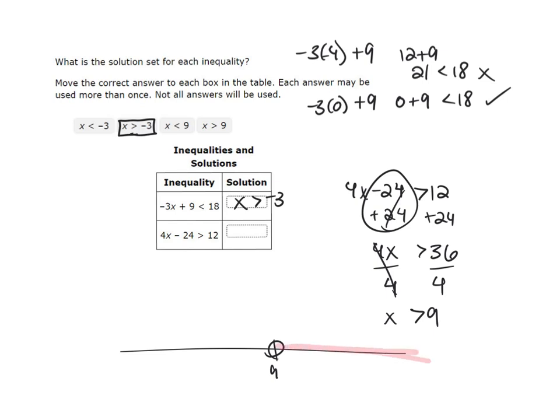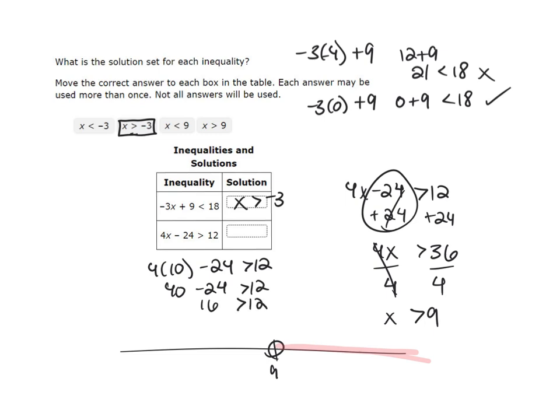So let's just try out 10. Let's see if 10 is in my solution set here. It should be if we did it right. So 4 times 10 minus 24 should be greater than 12, right? Let's see. So 40 minus 24 should be greater than 12. That's 16. Is 16 greater than 12? Yes, it is. So 10 works.